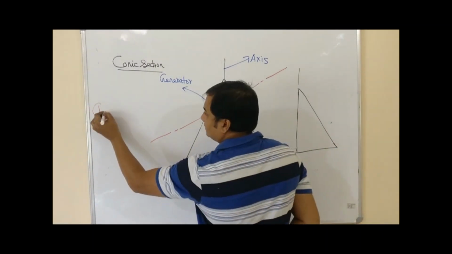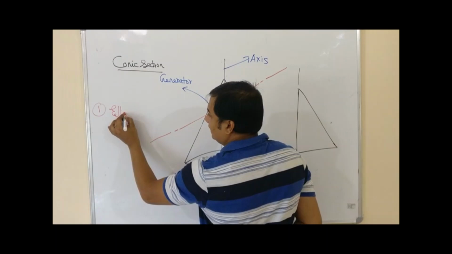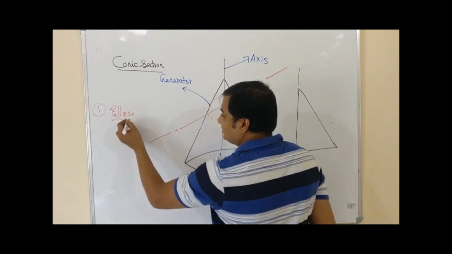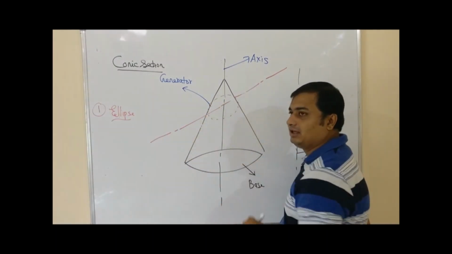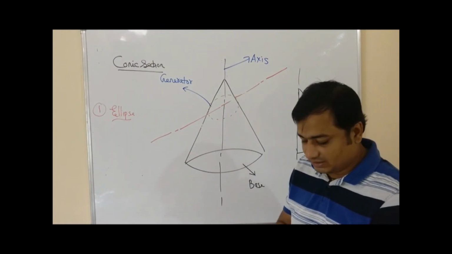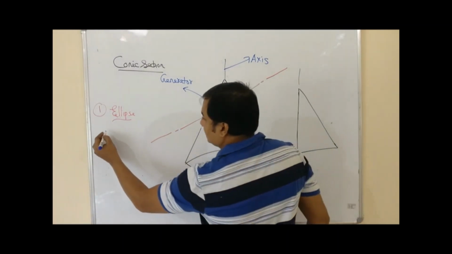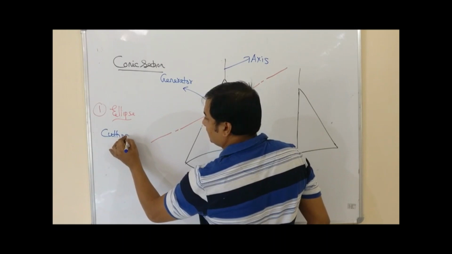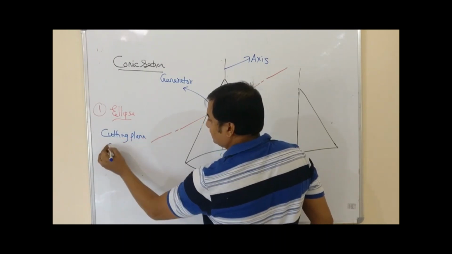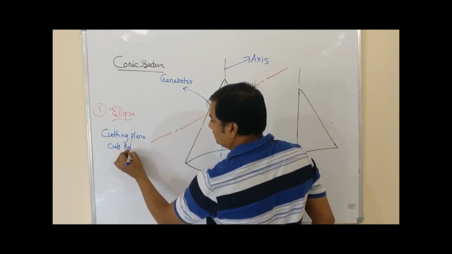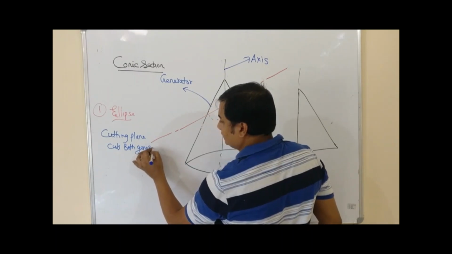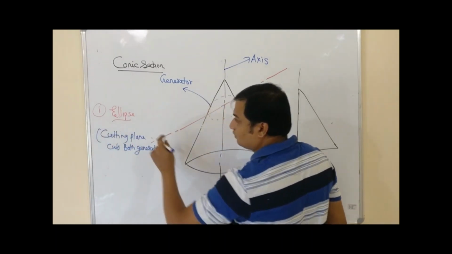So the first curve is called ellipse. Ellipse is obtained when the cutting plane cuts both generators. So this is the condition for the ellipse.